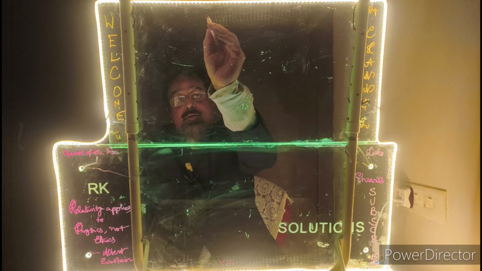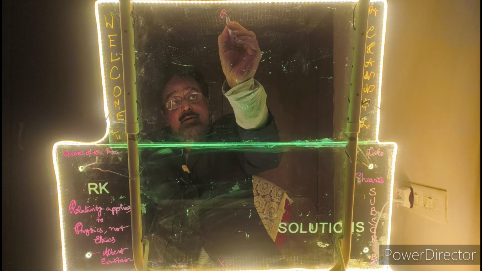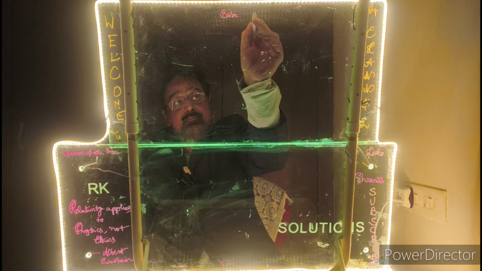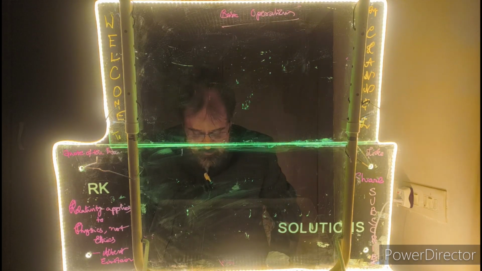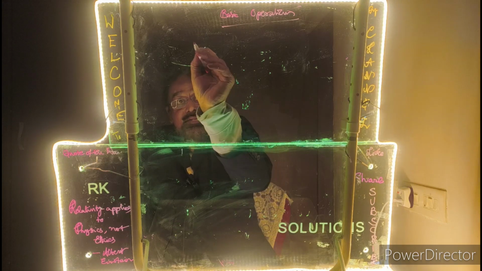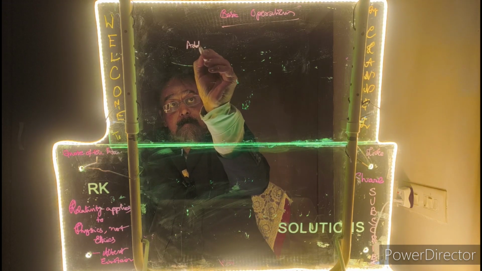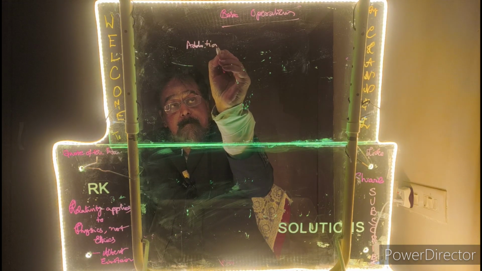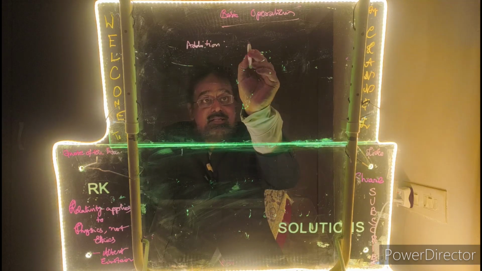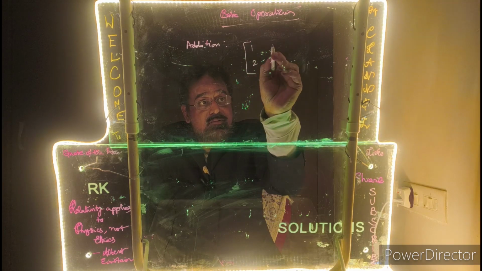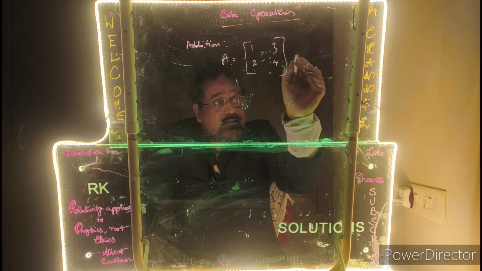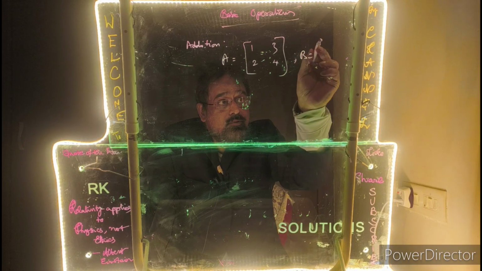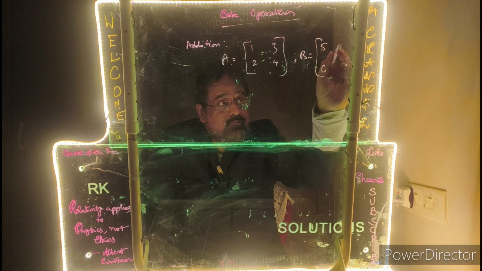Now, basic operations that we can perform over matrices. Addition. Let's say there is a matrix A equal to 1, 2, 3, 4, and matrix B equal to 5, 6, 7, 8.